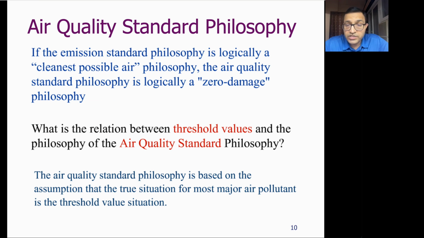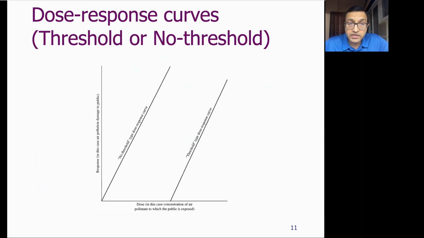Now, what is the relation between threshold values and the air quality standard philosophy? This whole philosophy of air quality standard is based on the assumption that the true situation for most major air pollutants is the threshold value situation. So if you consider a dose response curve, in this plot the x-axis is the dose. Dose for us would be the concentration of air pollutant to which the public is exposed, and the y-axis is the response, which would be the air pollution damage to the public.